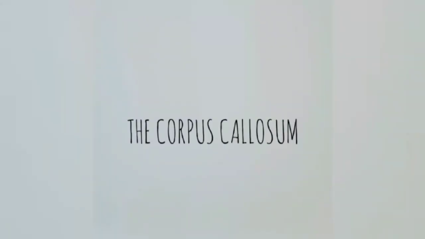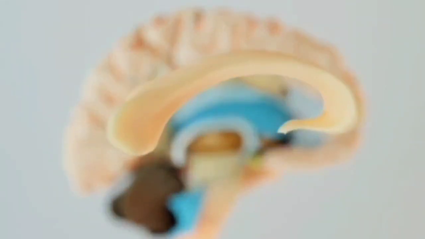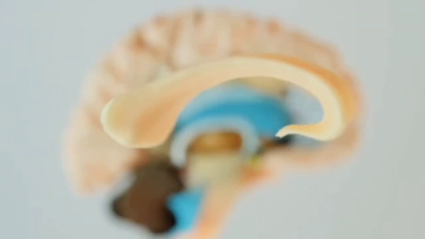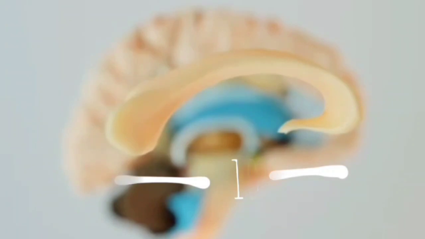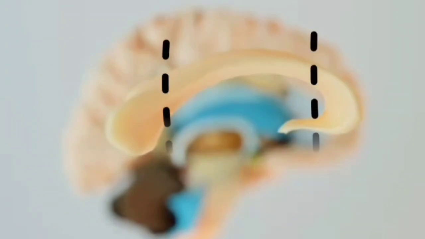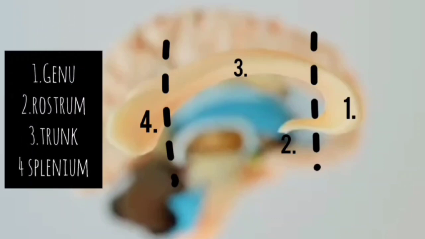The corpus callosum. It is the largest commissure of the brain, connecting the right and left hemispheres. In the sagittal section of the cerebrum, it is seen as a C-shaped mass of white fibers on the medial surface of the cerebral hemisphere. It is 10 centimeters long. The corpus callosum is divided into 4 parts: genu, rostrum, splenium, and the trunk.